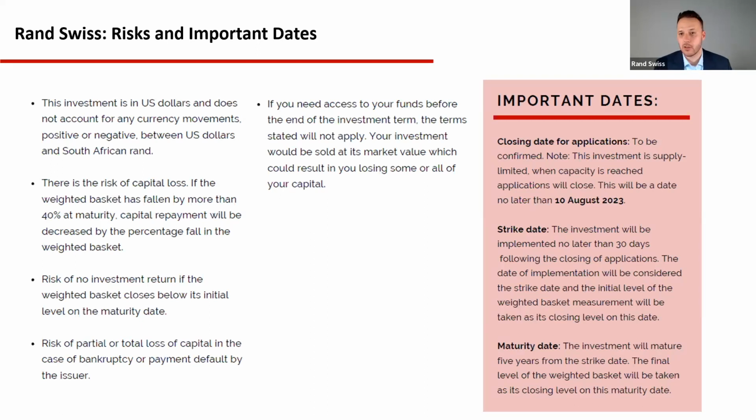I'll just start with the dates. 10th of August is the date that we have to have applications and we have to have everything sorted out by the 10th of August. From there, we reserve 30 days to actually strike the product. So it could be up to a month later that we actually do the underlying strike and set the levels.